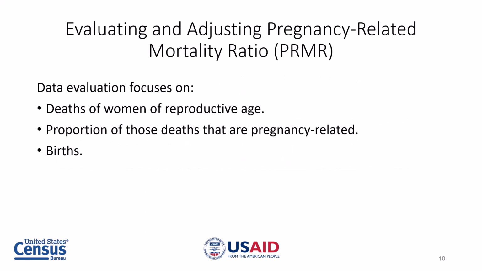To estimate the pregnancy-related mortality ratio, we need data on deaths of women of reproductive age, usually women between ages 14 to 49. We also need the proportion of those deaths that are pregnancy-related or within 6 weeks of termination of pregnancy or delivery, and the number of births within the period of observation, usually 12 months before the census date. Therefore, we need to evaluate the completeness of deaths and births in census data.